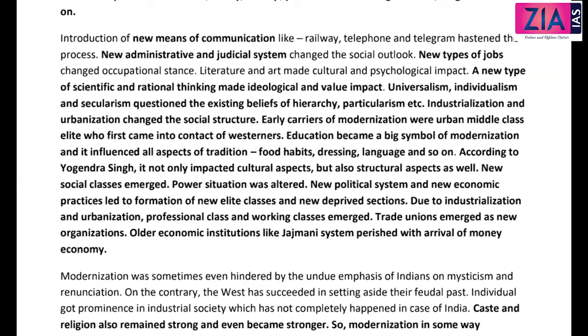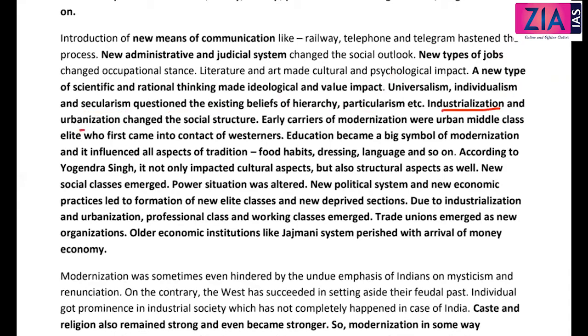If you remember, in chapter one itself, when we discussed modernity and the emergence of sociology, we discussed that modernity is an ideological concept. So here you can talk about them. Then these are universalism, individualism. These are related to what? Modernity. And secularism. Questioning the existing beliefs of hierarchy, particularism, etc. These are the traditional values.